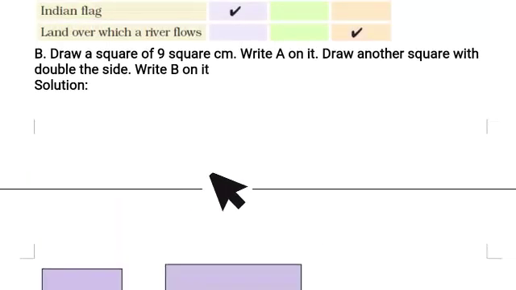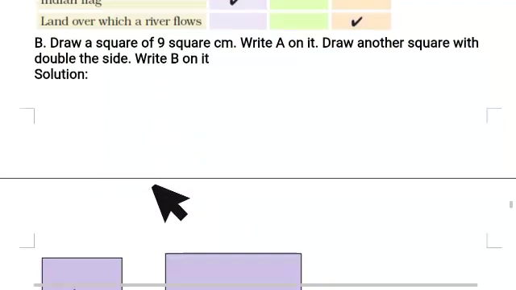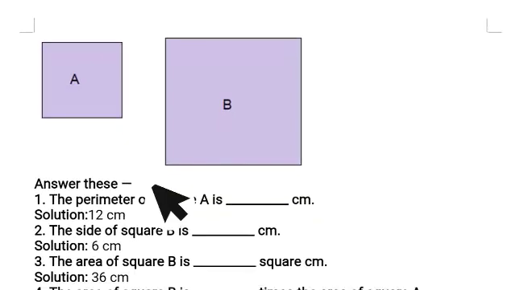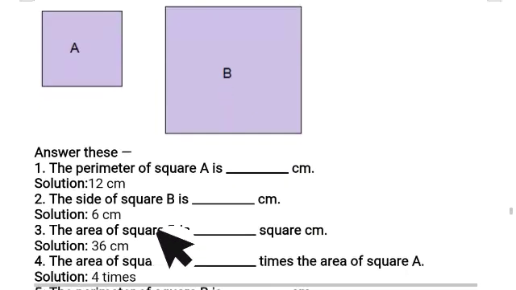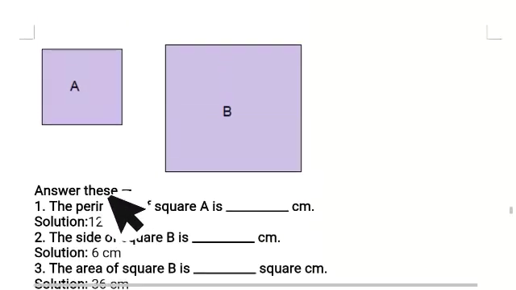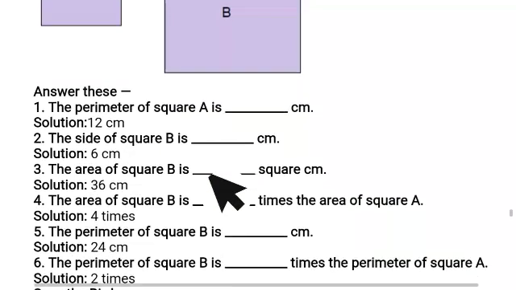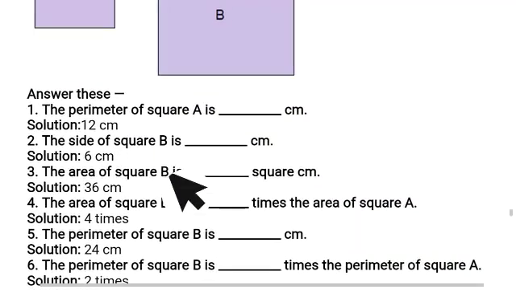For square B, double of 9, 9 plus double, means 18. To make it 18, what will be B? One side 6, 6, 6, 6. Because double of 9 is 18, it has to take the side of the square as 6. Here the side of the square is 3, so double of this will be 6. 3, 3, 3, 3 is 12, and here 6, 6, 6, 6. So the side of square B will be 6 centimeter.